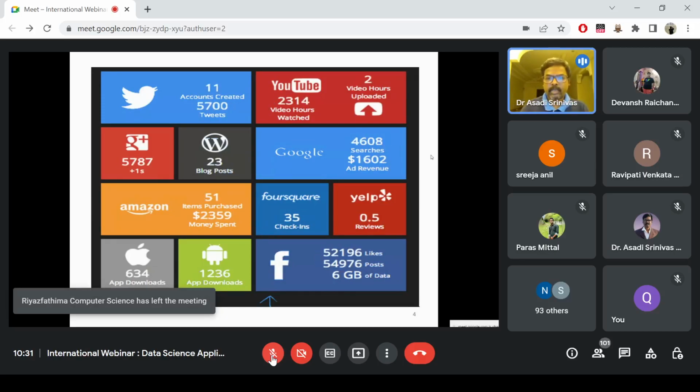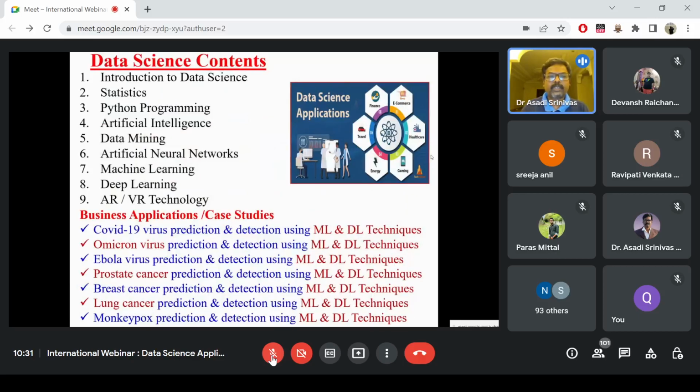So now see, today I would like to explain data science contents. Nine concepts I am going to explain. The first concept is introduction to data science, statistics, Python programming, artificial intelligence, data mining, artificial neural networks, machine learning and deep learning, and augmented reality and virtual reality technology.